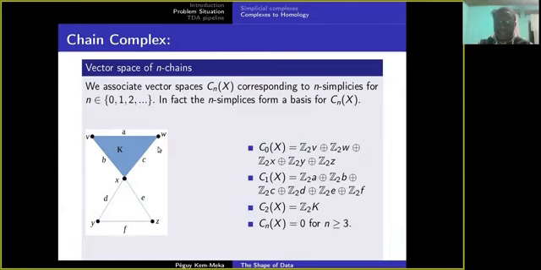Since I don't have any higher dimensional simplices, when n is greater or equal to 3, Cn of X will be 0. Let me point out that here we are working with the field of coefficients Z2 because it's more practical when we are doing topological data analysis.